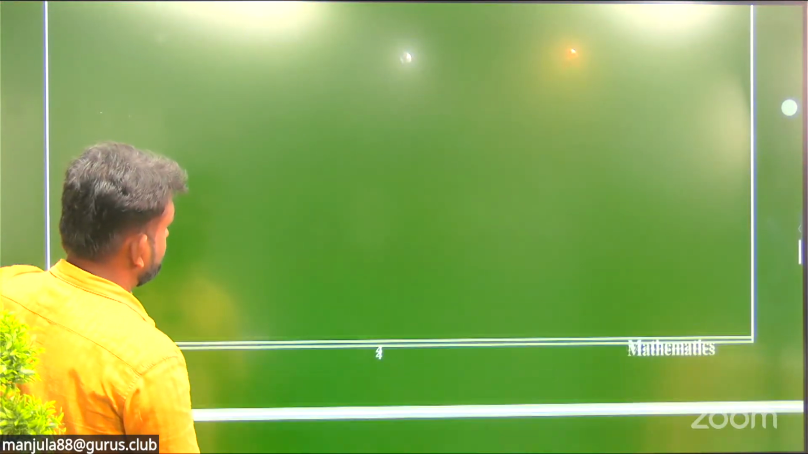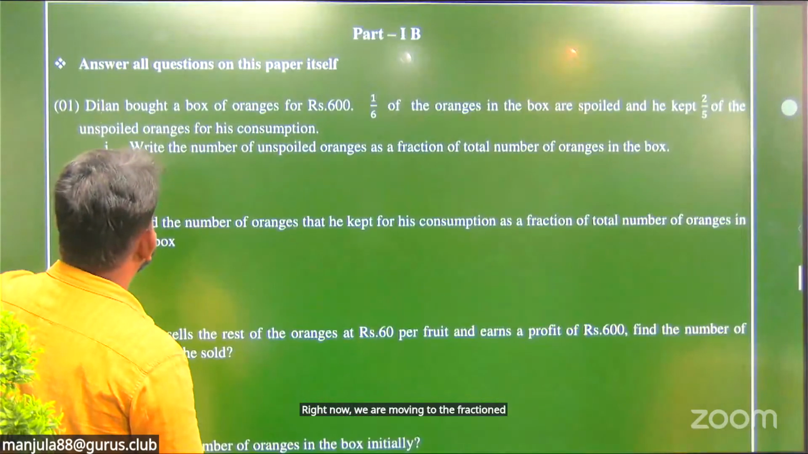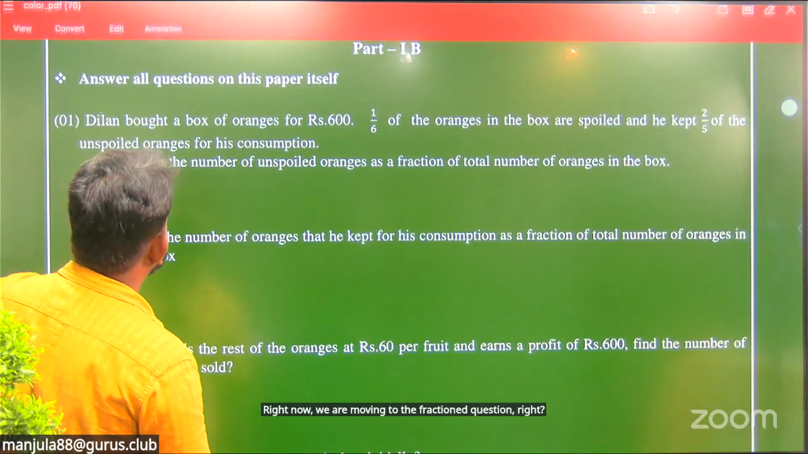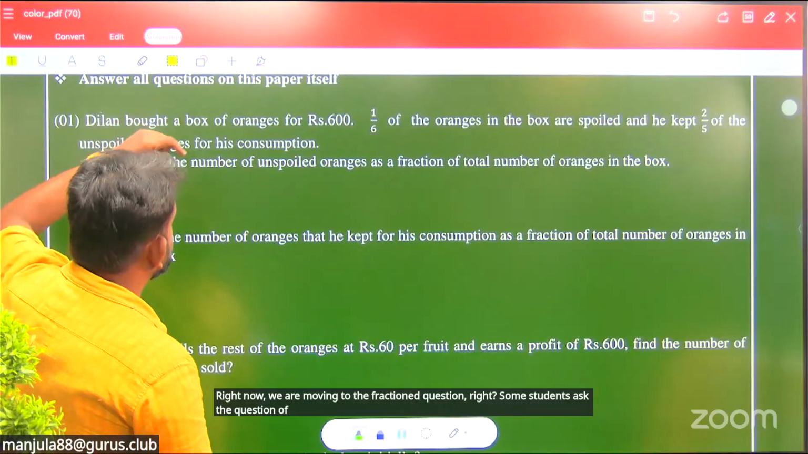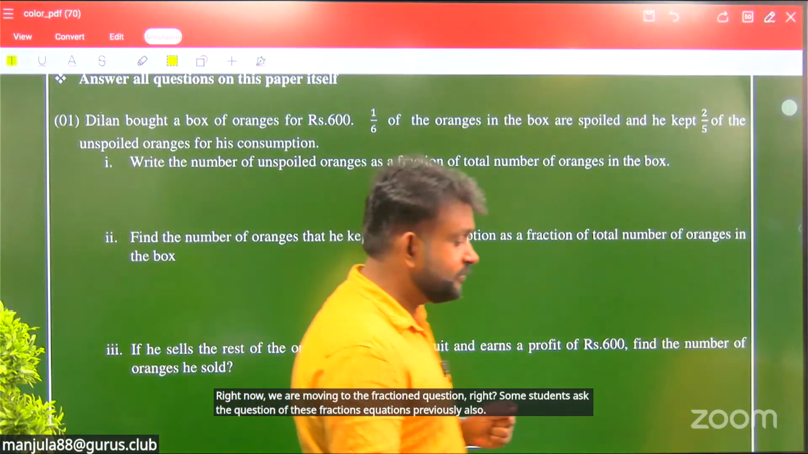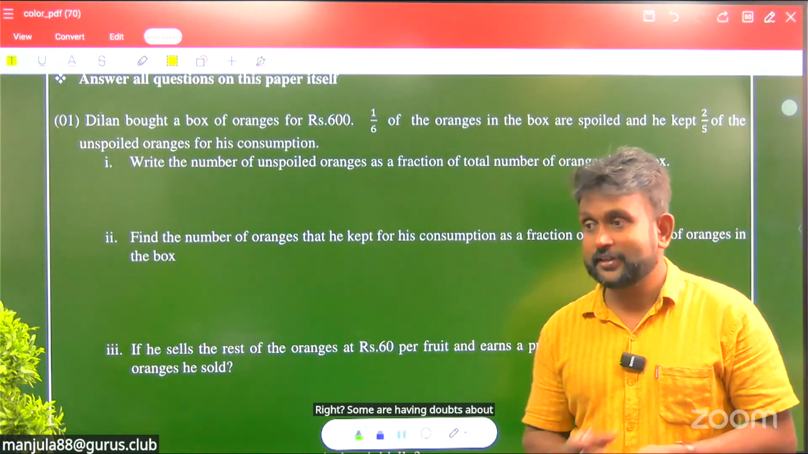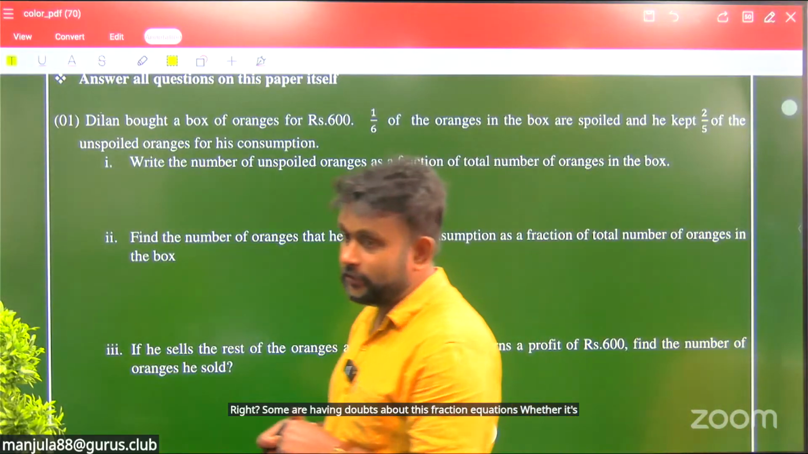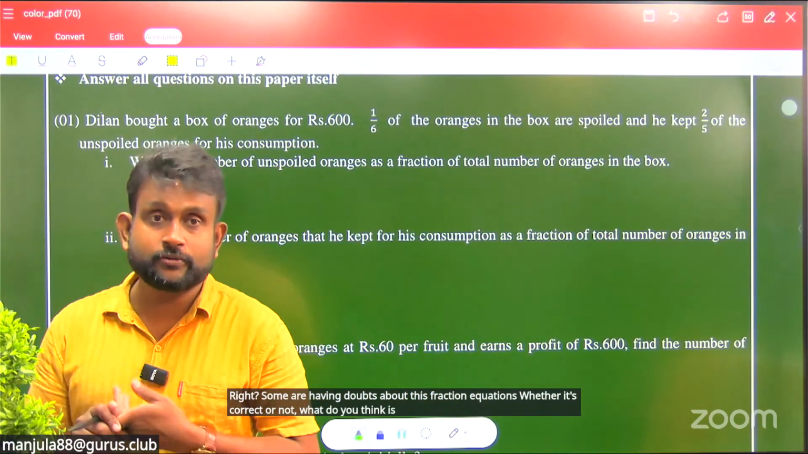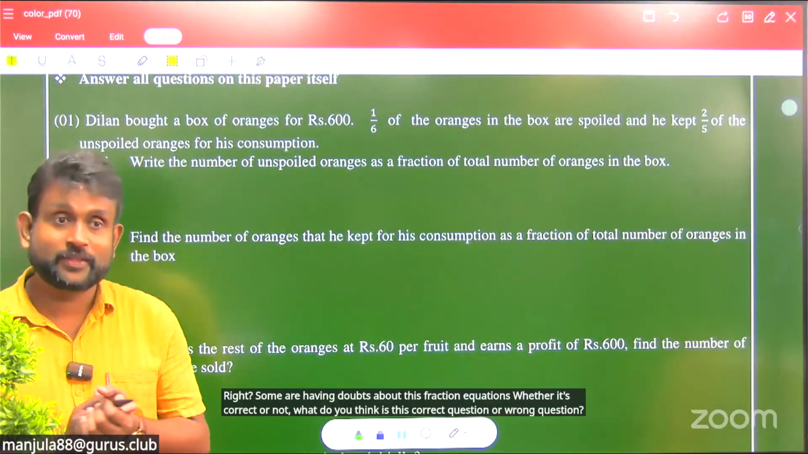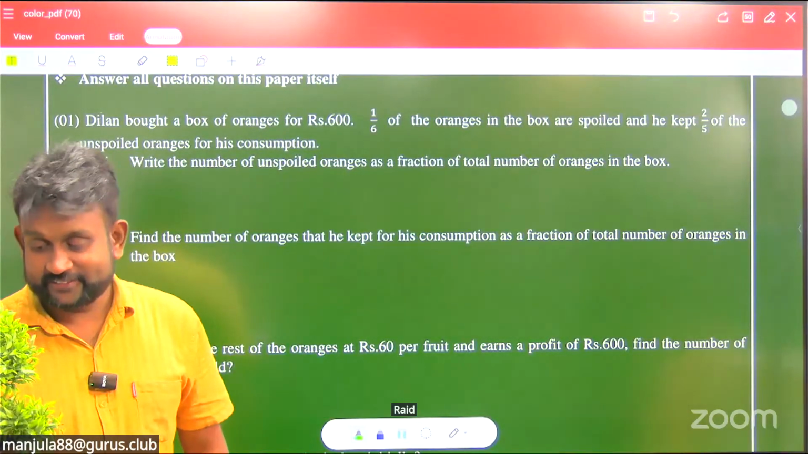Right, now we are moving to the fraction question. Some students asked about these fraction questions previously also. Some are having doubts about whether these fraction questions are correct or not. What do you think? Is this a correct question or a wrong question? We'll check.